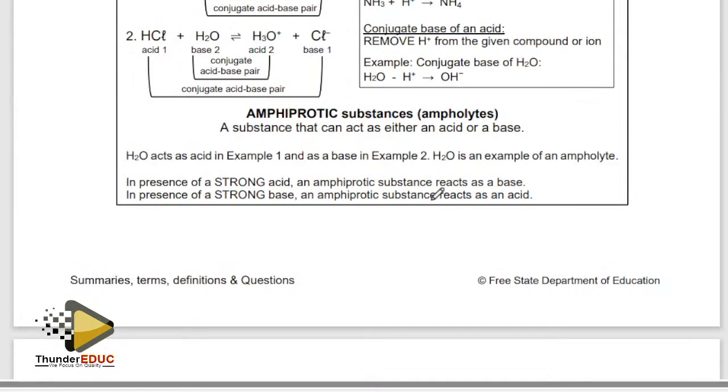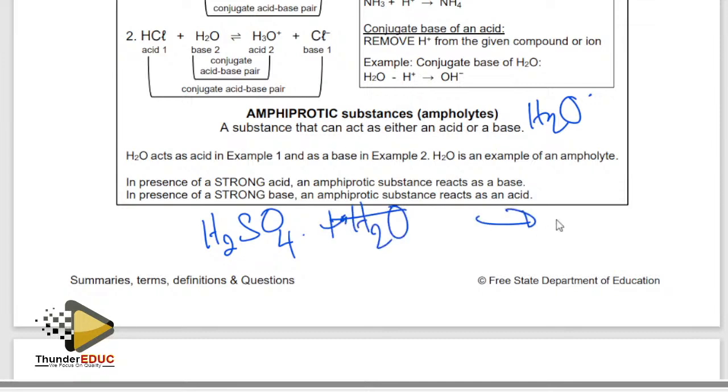Amphoteric means a substance which can act as both an acid and a base. An example is water. But sometimes they can bring a question like sulfuric acid plus H2O, and then you form hydronium ion plus hydrogen sulfate. You see? So now this can act as an acid and as a base at the same time.